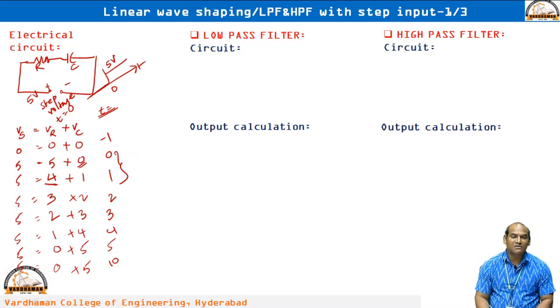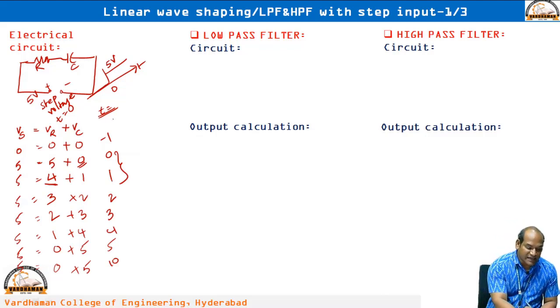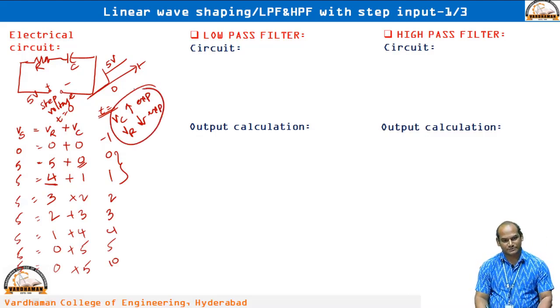Now if you observe this particular concept, what is happening to the capacitor voltage from t equal to 0 onwards? What is happening to the resistor voltage from t equal to 0 onwards? If you observe, the capacitor voltage is increasing from 0 to 5 volts. The resistor voltage is decreasing from 5 to 0. Okay. So mathematically, we can say the capacitor voltage Vc is increasing exponentially, and the resistor voltage is decreasing exponentially. This concept you remember.